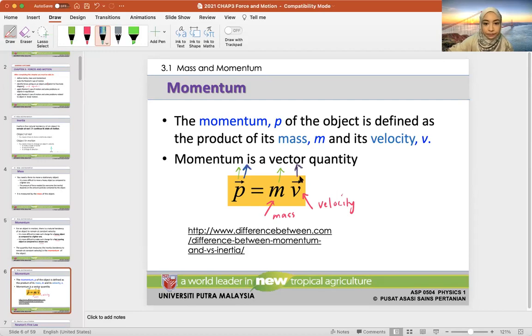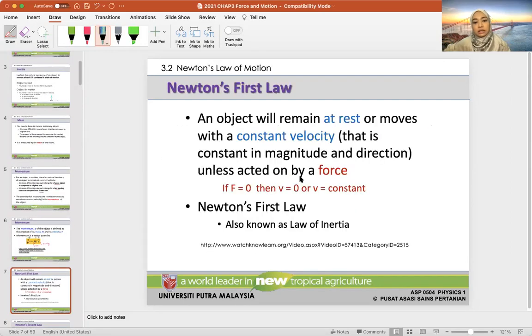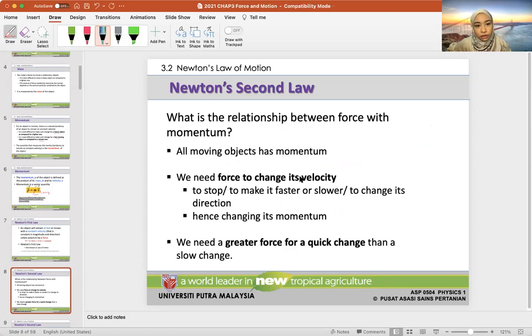This is the equation. So an object will remain at rest or move with constant velocity, that is constant in magnitude and direction, unless acted on by a force. So this relates back to its natural tendency to remain at rest or move at a constant speed unless acted on by a force. This is called the law of inertia, or Newton's first law. So if they ask you, okay, what is Newton's first law? It is the natural tendency of an object to remain at rest or move at a constant velocity unless acted on by a force.